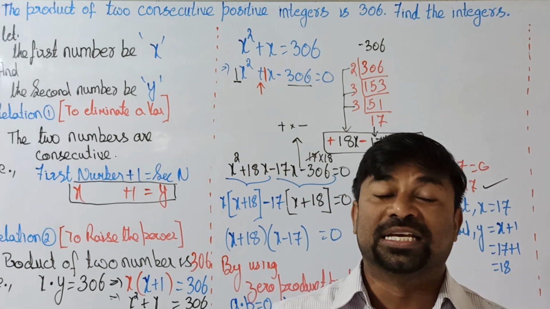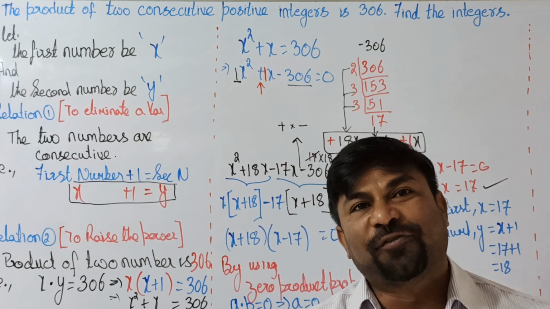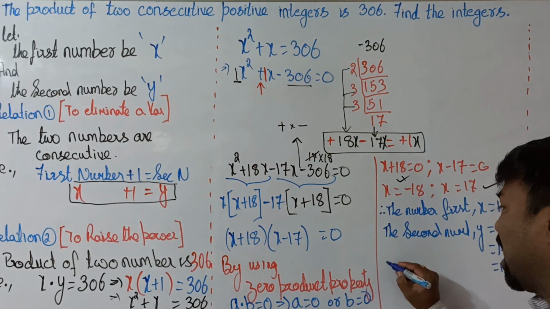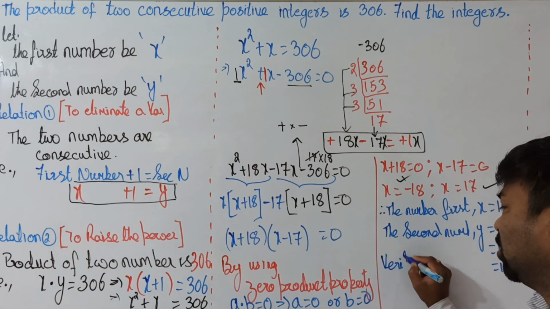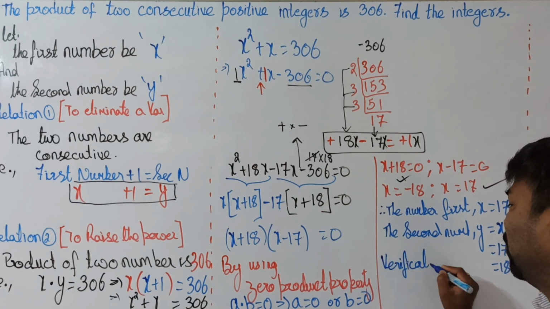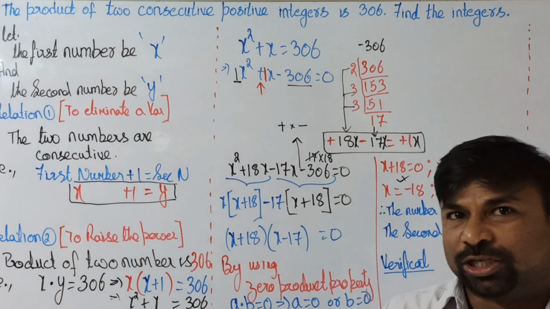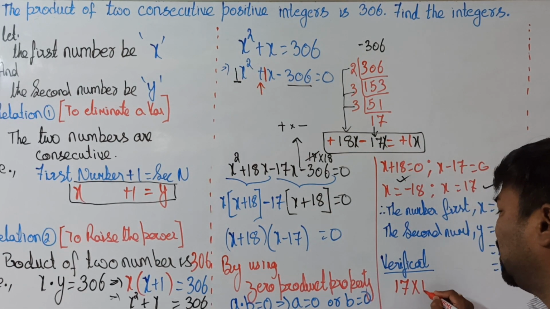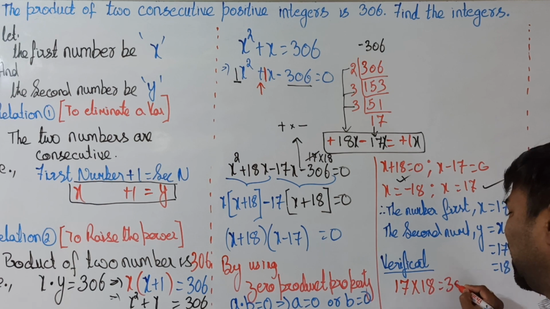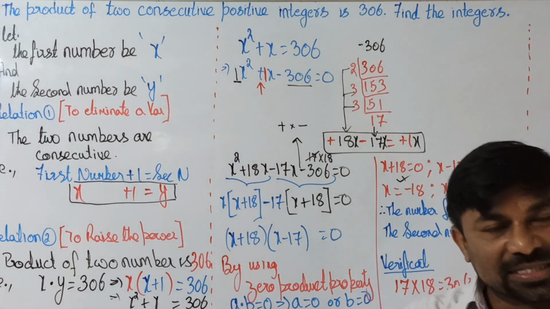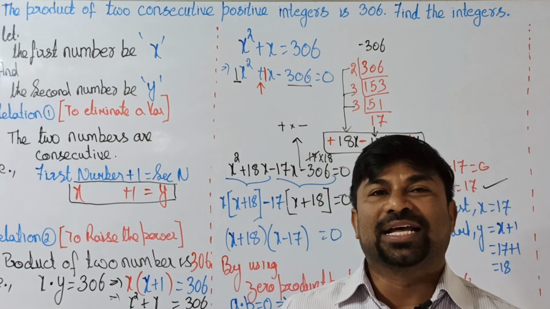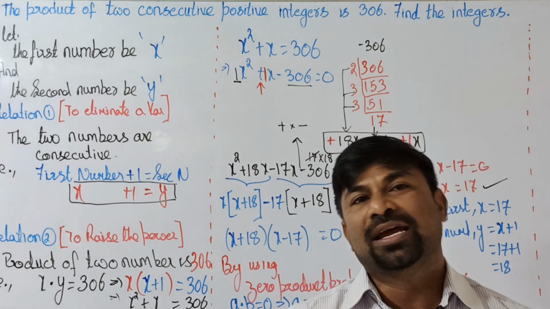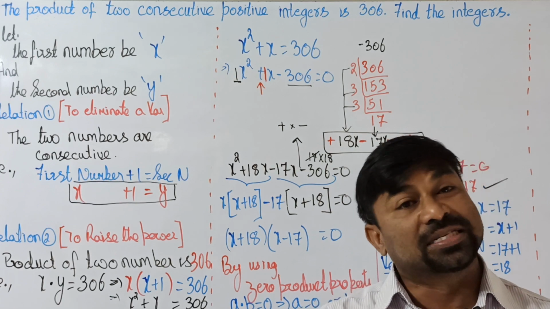Fine. But until and unless you verify that, you can't say that the answer is right. So let's go for verification. Let's take the product of that. Let's multiply 17 times 18. Is it 306? Yes, it's 306. By this, we can conclude that the first number is 17 and the next number is 18. These are the two numbers.